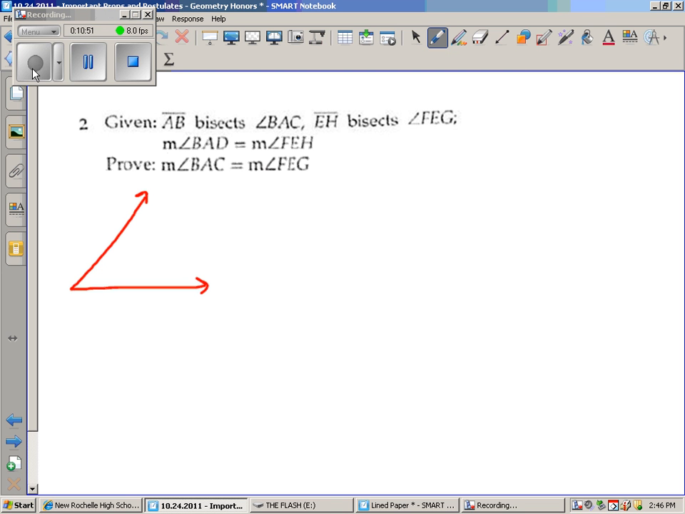So let's just draw a picture. Here's AB. I'm not even going to put arrows on the end because that would be wrong. Here's BAC. I messed up. See, that's why I have to read. I got some angle, and it's BAC.